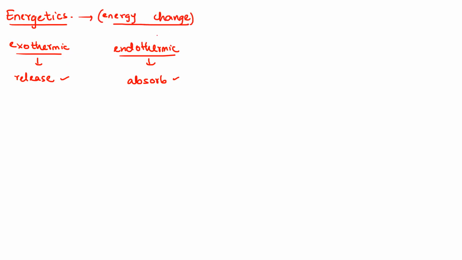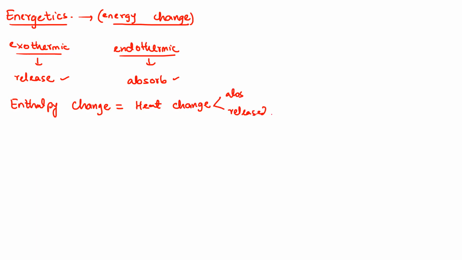Now this energy change in chemistry we talk about as an enthalpy change. So in simple terms, what is an enthalpy change? It's the heat change that may be absorbed or released in a chemical reaction. So we'll start with the different types of enthalpy changes.